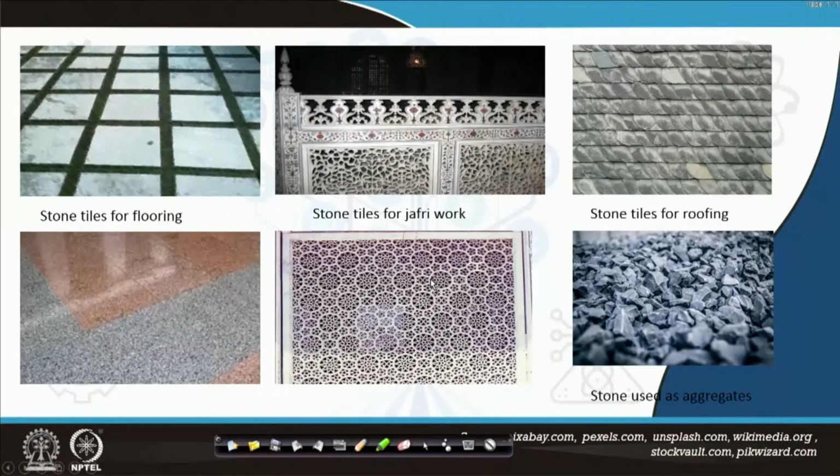So, the stone which is recommended for flooring tile is not recommended for this jaffrey work. And similarly, when you see this picture where the roofing is made of stone tiles, it is a totally different purpose. And finally, you see what I was talking about, the aggregates which are also obtained from the quarry. They also do not go waste, they also have a purpose or use in the building industry.